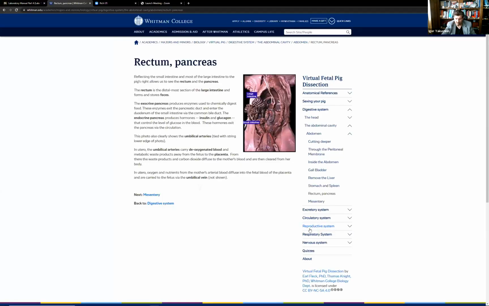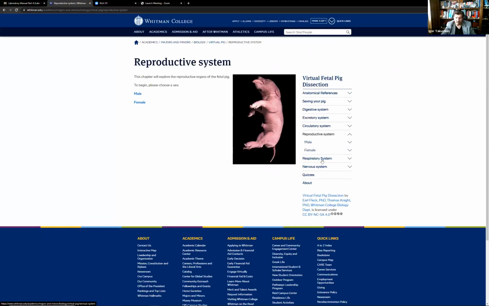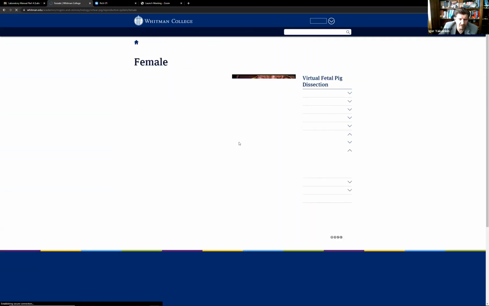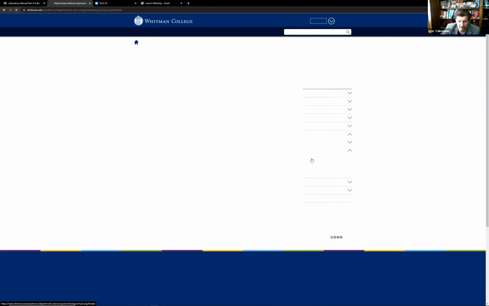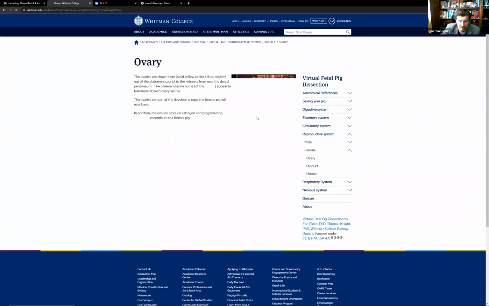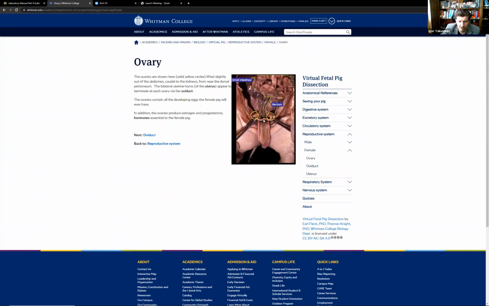So let's see, we're talking about female. So here we go. You see those particular wavy lines, that's the uterine horns, which are merging together in the uterus. And those are the ovaries. So, yeah. Ovaries, uterine horns, also known as the oviduct, and they will be connected to the uterus.